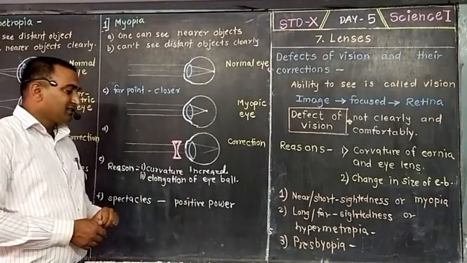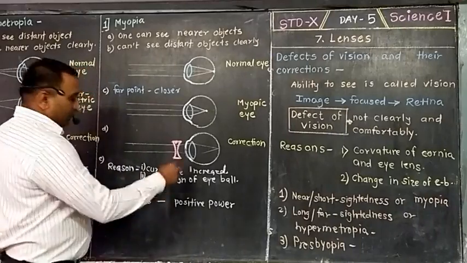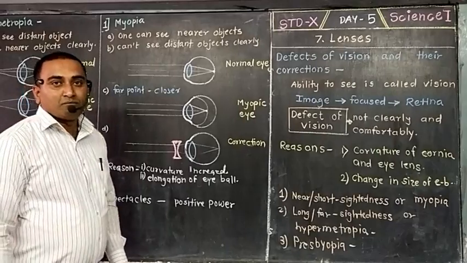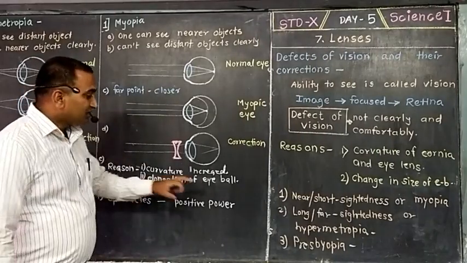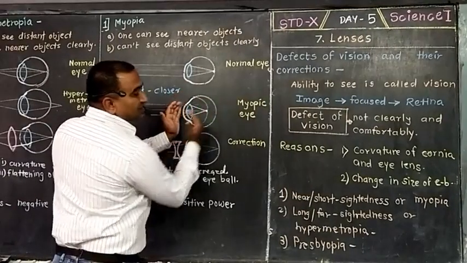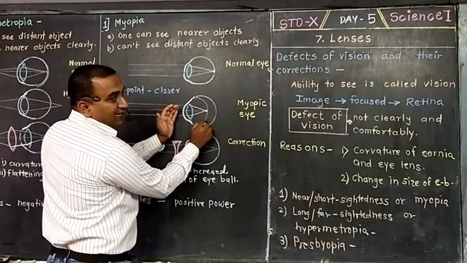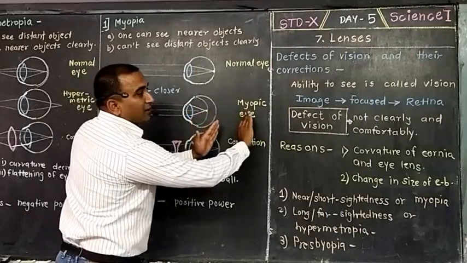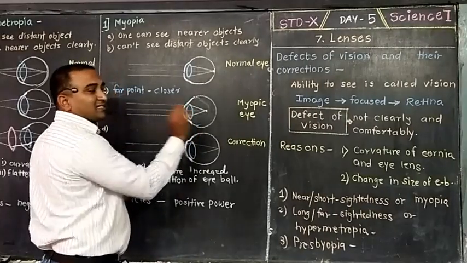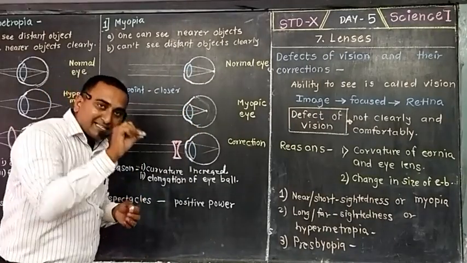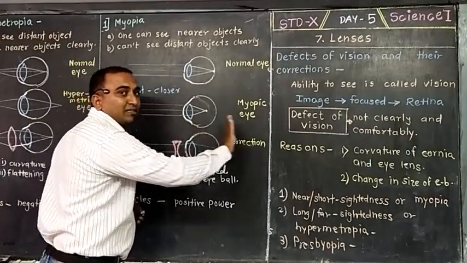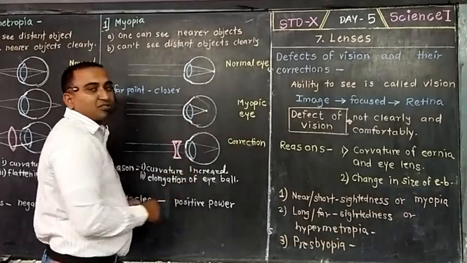What is the second reason? Elongation of the eye. Actually, this is the original eye. Consider this one is the original eye. Because of some illnesses, the size of the eyeball has increased, and because of the increased size of the eyeball, the retina has moved a little back. Actually, it is not a problem of the lens. The lens is focusing its image at the right side, but the retina has moved a little back from the original position.